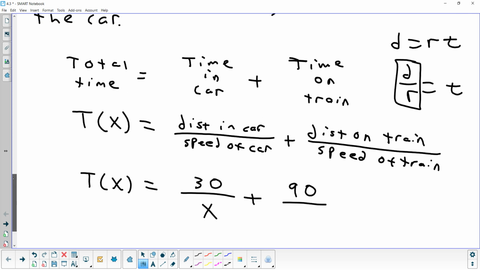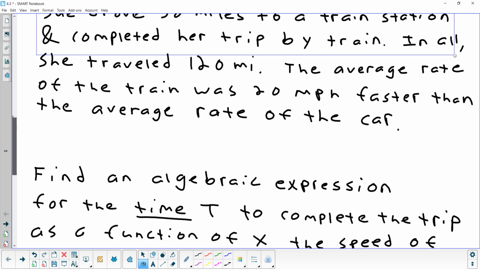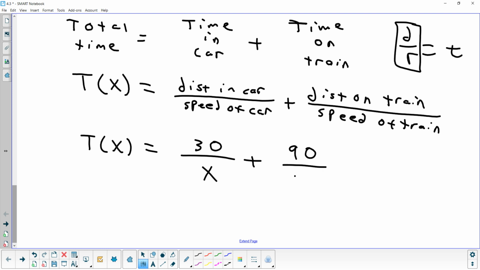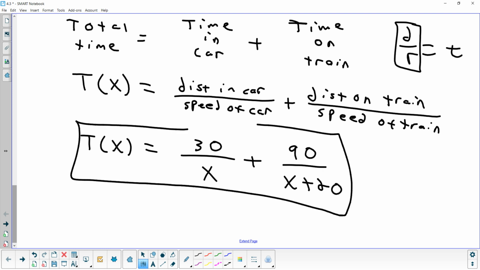And what's the speed of the train? How are we going to represent it? We don't have an exact number. Yep. X plus 20. And there's your equation that represents the time it would take to do the trip. You tell me how fast the car was going, I'll fill it in for x, and I can calculate the time. Okay. Any questions on that equation?